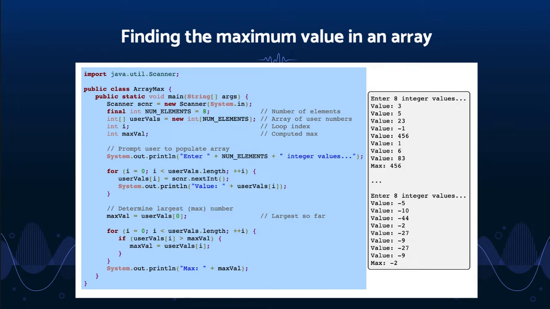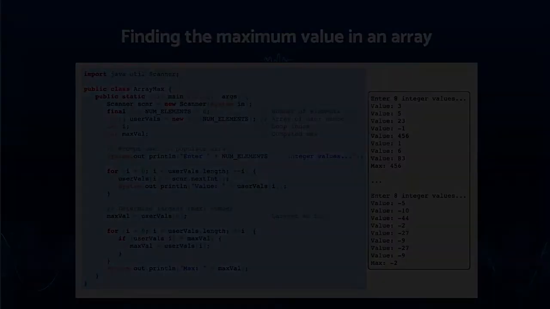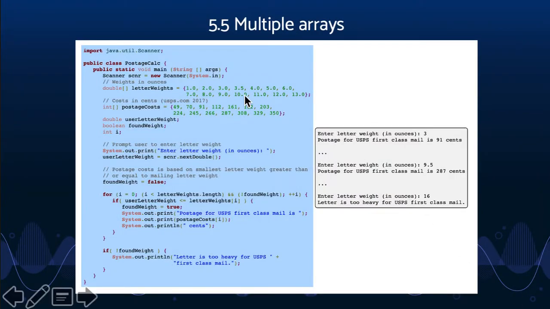Next we have multiple arrays. Multiple arrays basically means having two types of arrays in the program. In this case, the question is how much it will cost you to send a letter, depending on the weight of the letter. Here we have the weight, and the program requires you to enter a weight in ounces, for example 3 ounces.